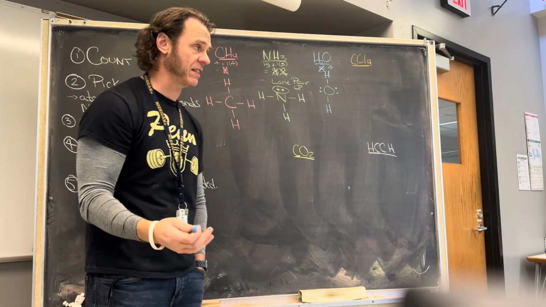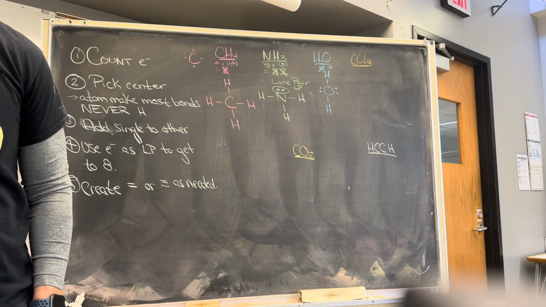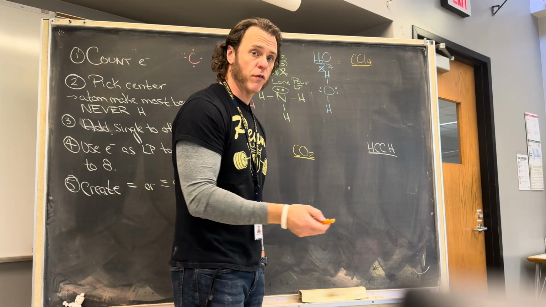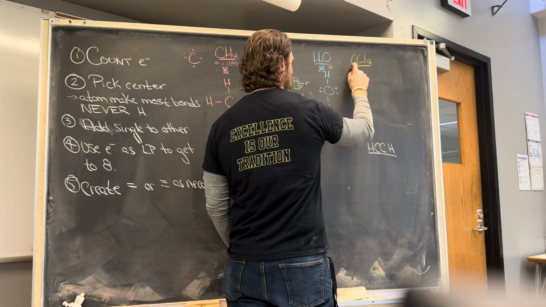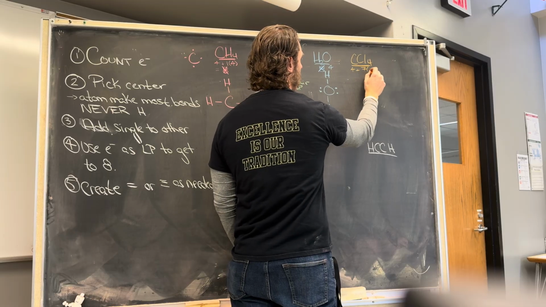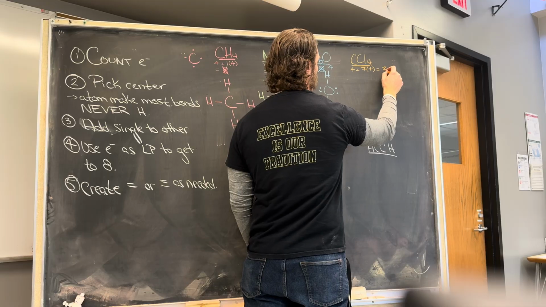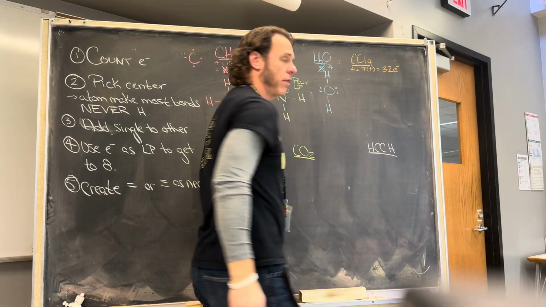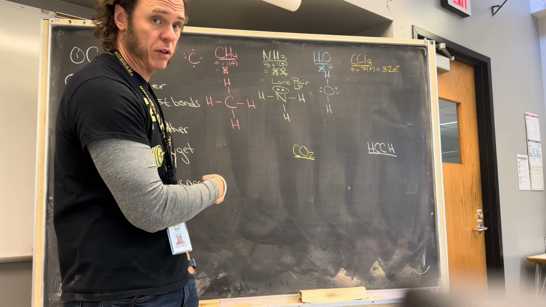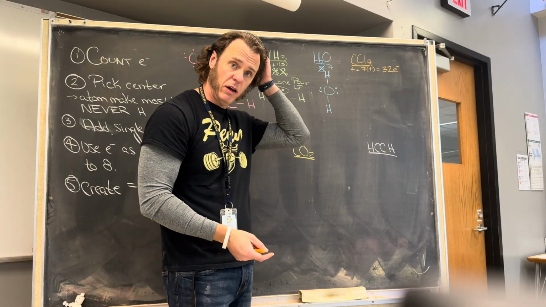Everything's fantastic. CCl4. This one I'm going to go a little bit slower on because this one has some action going on. Carbon's got 4 valence electrons. Plus, each chlorine has 7, and there's 4 of them. If we do this math, we get 32 electrons. 7 times 4 is 28. 28 plus 4 is 32. I got to figure out what goes in the middle now.